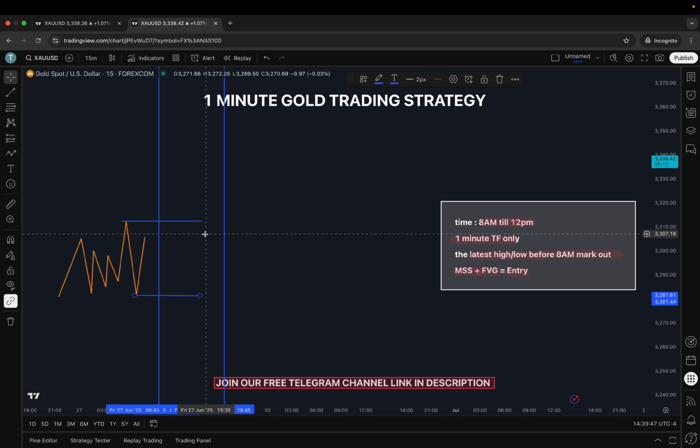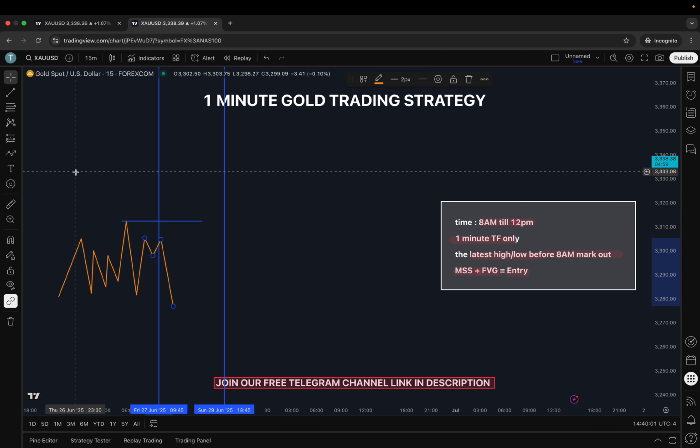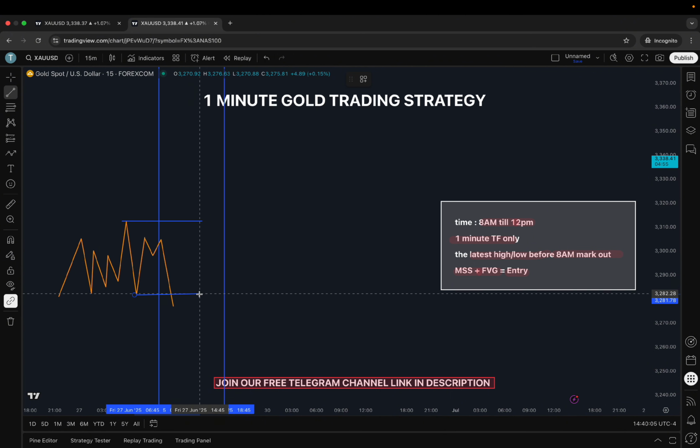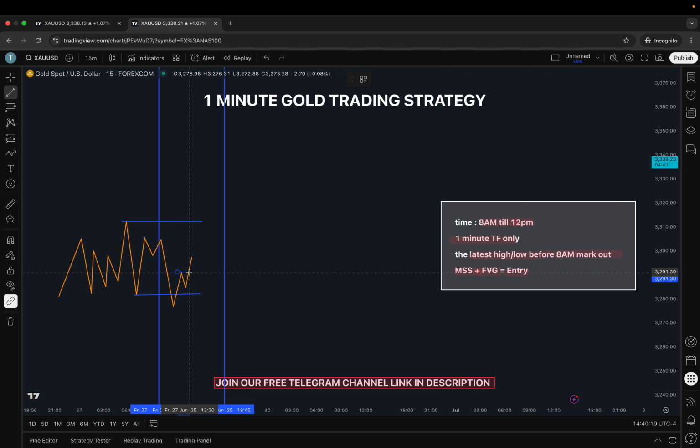Now once we've marked out our high and low, we simply want price to either take out this high right here, or alternatively we want price to take out this low right here. I'll just go ahead and mark that out again. So assuming that this low gets taken out, we then want to wait for a market structure shift. So let's say price goes ahead and creates something like this. Now our market structure shift occurs right here.